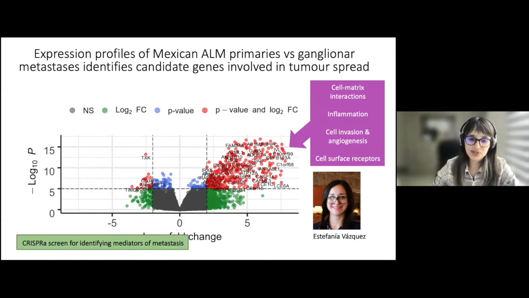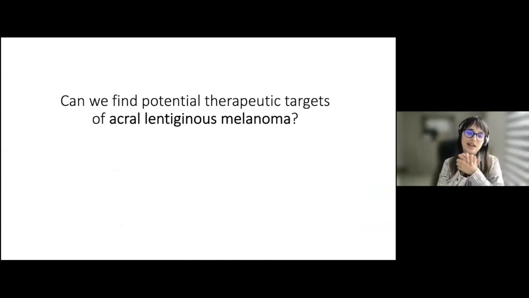So what we're doing now is a CRISPR activation screen for trying to identify which ones of these, because there are a lot, as you can see here, it's more than 600 in this part of the graph, actually can lead to metastatic spread. So that's only starting. This is work that has to be done in mice. So it takes a very long time.